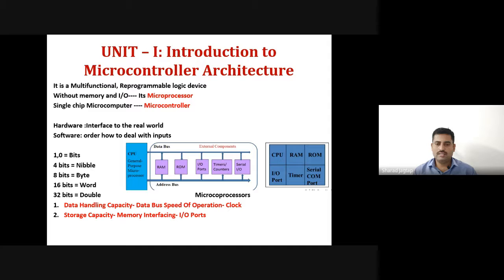So let us start with the different points. The first one is the difference between microprocessor and microcontroller. We will study in detail the differences between microprocessor and microcontroller, but before that, here I will explain in brief. Without memory and input output, the IC is called a microprocessor. And when an IC has everything in a single chip, that is input output ports and memory, then we can say it is a microcontroller.